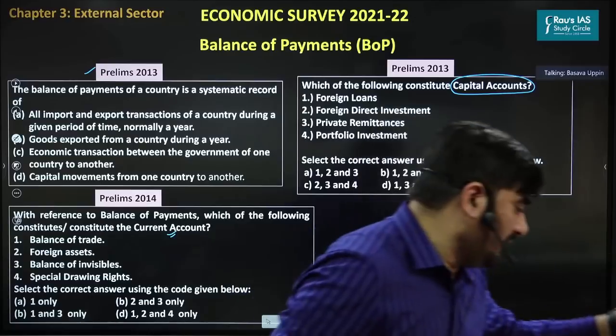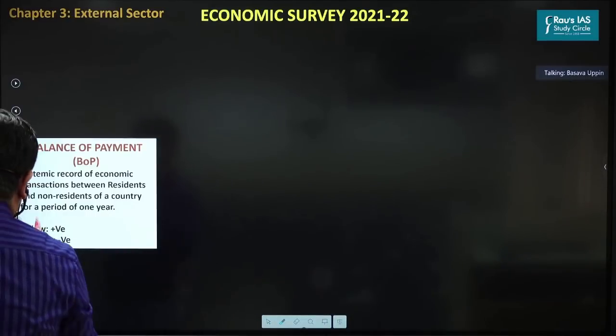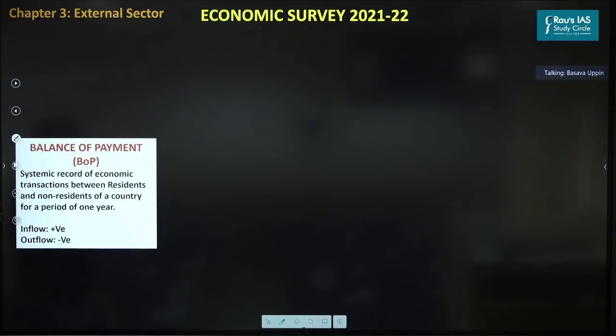So let's have a look at the balance of payment, that is BOP. BOP is a system of record of all the economic transactions between the residents and non-residents for a period of 1 year. Whatever money comes into India is denoted as positive. Money going out of India is denoted as negative.